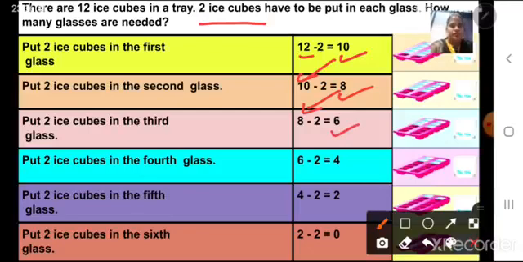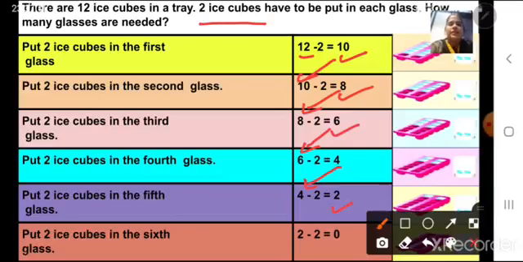Now 6 ice cubes are remaining. Then put 2 ice cubes in the fourth glass. See children, 6 ice cubes are remaining. Again from 6 ice cubes we will take 2 ice cubes and put them in the glass. So 6 minus 2 is equal to 4. Again we will do the same thing. Put 2 ice cubes in the fifth glass. Now only 4 are remaining. Out of 4 we will take 2 ice cubes and put them in one more glass. So 4 minus 2 is equal to 2.